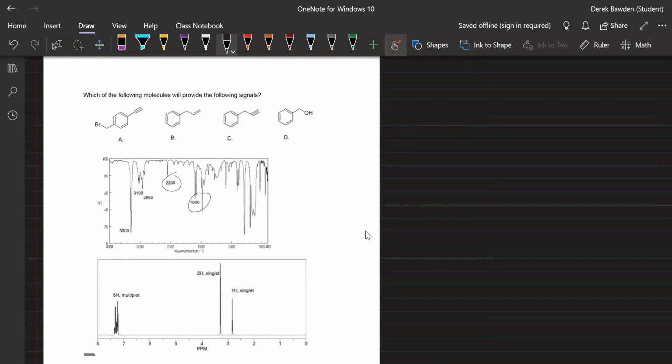All right, our 2950 and our 3100, those are just our sp3 and sp2 CH bonds. And those are obvious because they're just below 3000 and just above 3000. Okay. And then what about 3300?